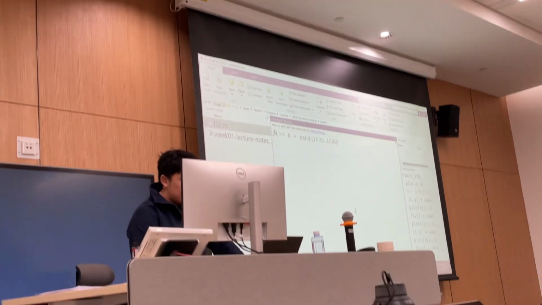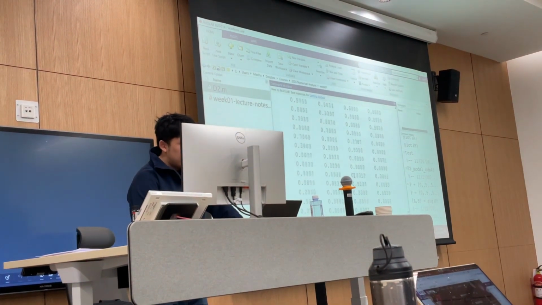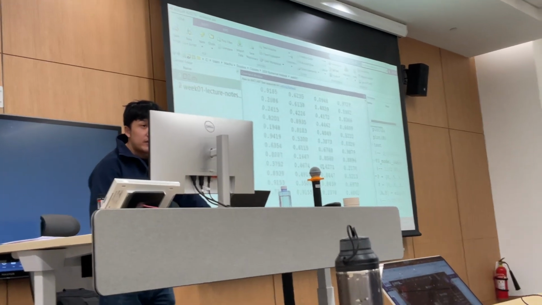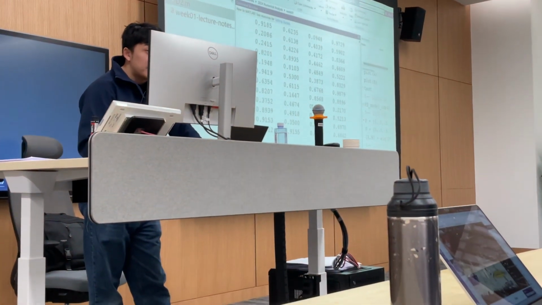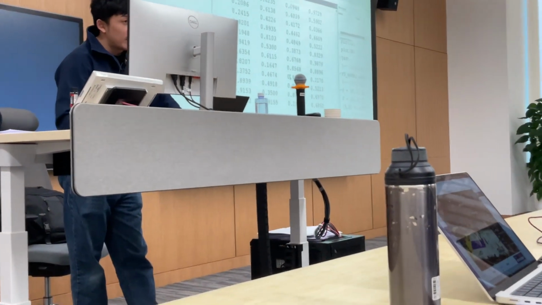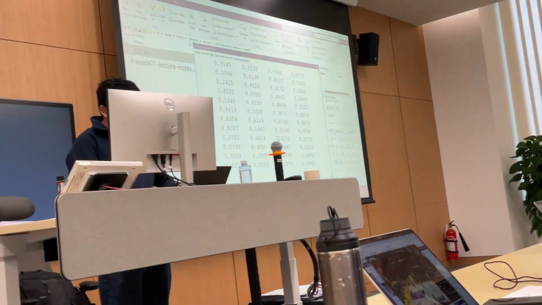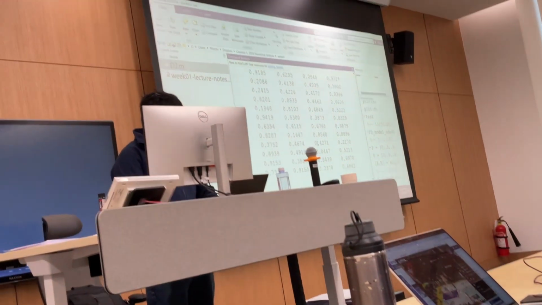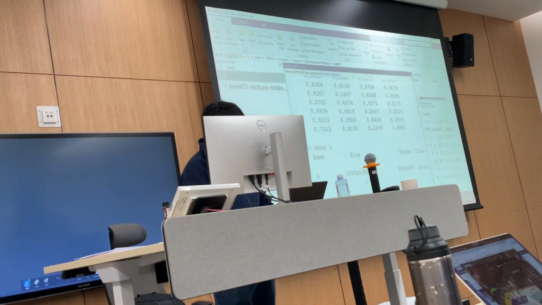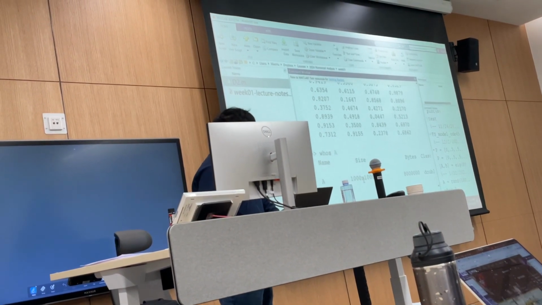When you do this, you will get a matrix such that each element is a random variable, uniformly distributed between 0 and 1. Now you have a matrix. So this matrix A, you can see what the size of matrix A is. It is 1000 by 1000.